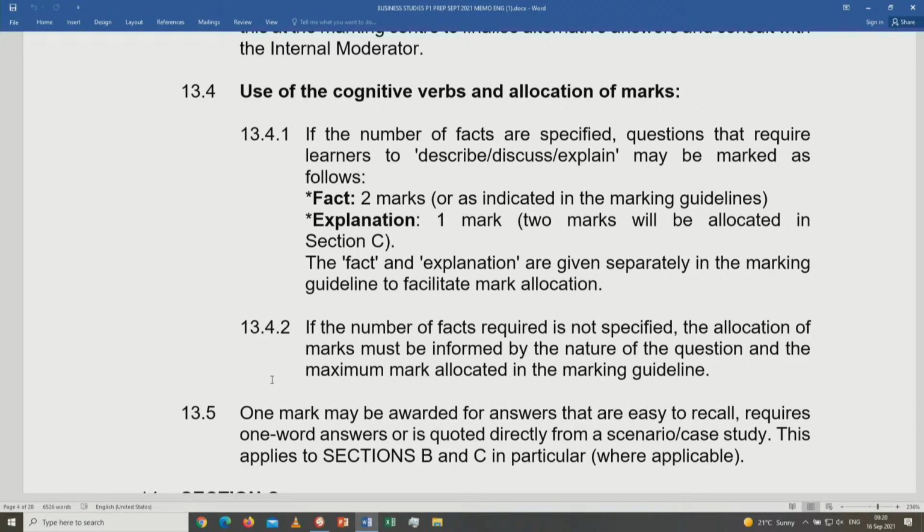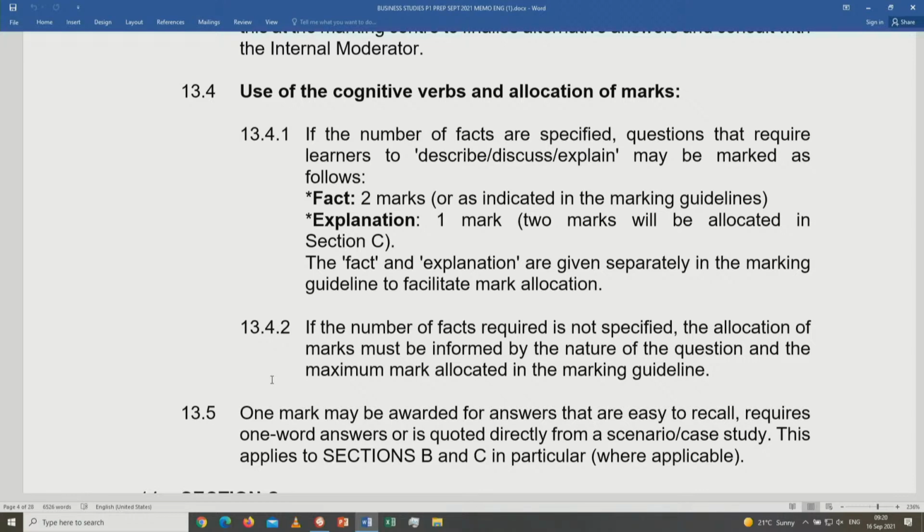For example, if a question says describe 2, or if it says discuss 2 advantages of, let's take for example, in the case of paper 2, the topic advantages of a sole trader. I'm just making an example. Because the number has been specified, you'll have a heading and also an explanation, and the marking guideline will also support that and will clearly indicate that.